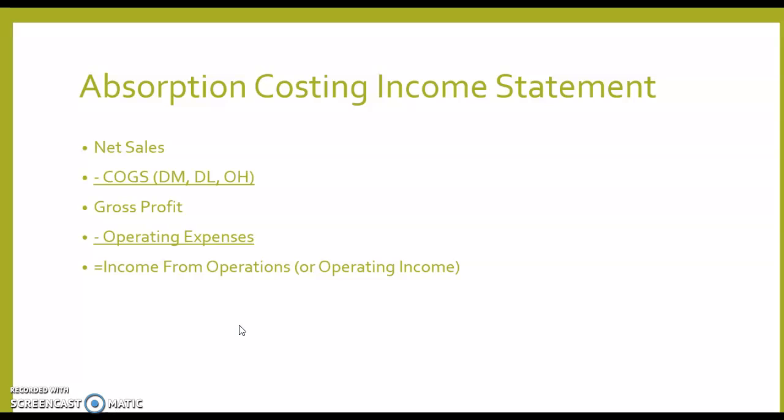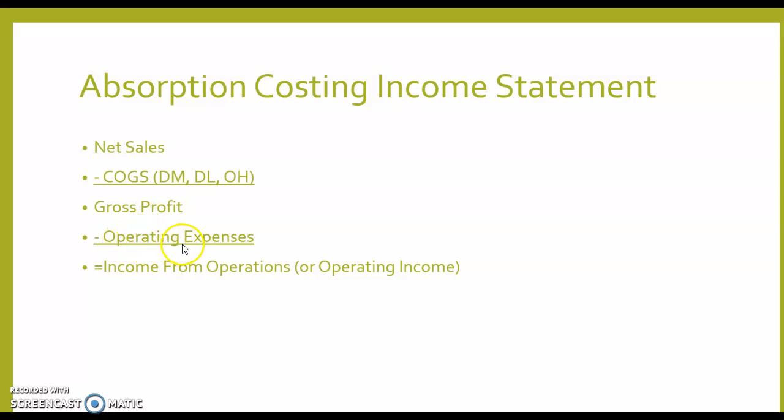So here's the absorption costing income statement, the one that's GAAP. We take our net sales, which is our gross sales minus any contra revenue accounts, such as sales returns and allowances and sales discounts. Those are subtracted from the overall sales to get net sales. We subtract out our cost of goods sold for those same items we're showing the sales for, and that shows us the gross profit we made on those items we sold.